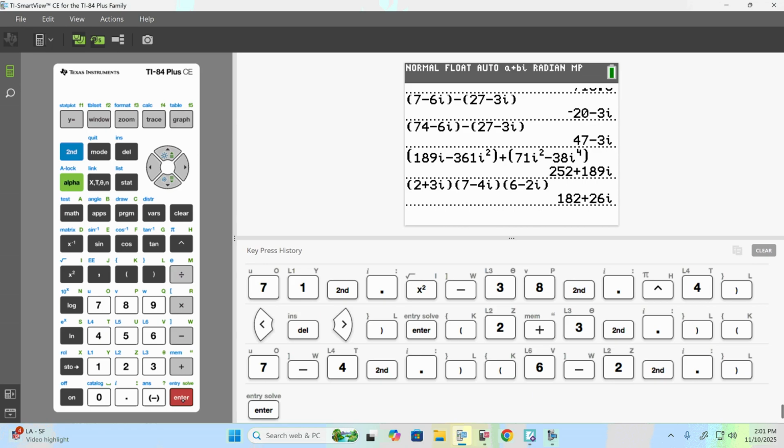Again, with multiplication, we can type it in exactly as it looks. All right, guys, focus in. We can type it in exactly as it looks, and it'll tell us that 2 plus 3i times 7 minus 4i times 6 minus 2i is 182 plus 26i. That's it. Questions on multiplication? Yep.